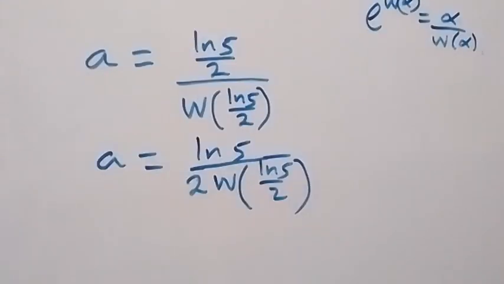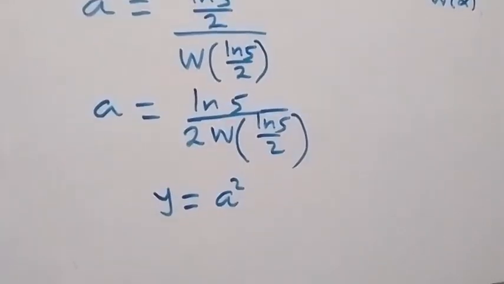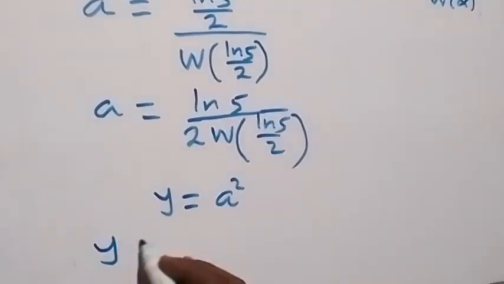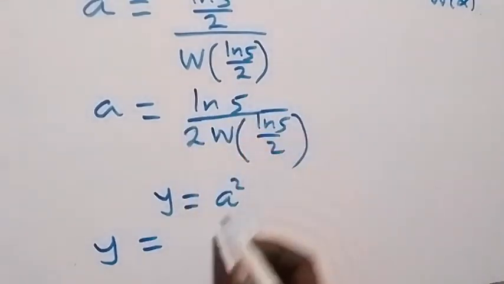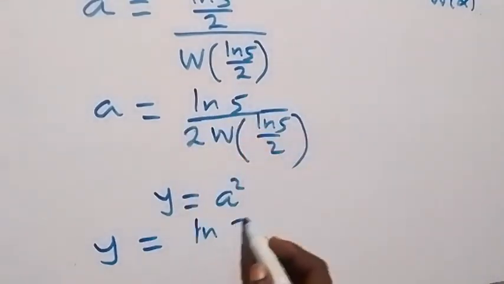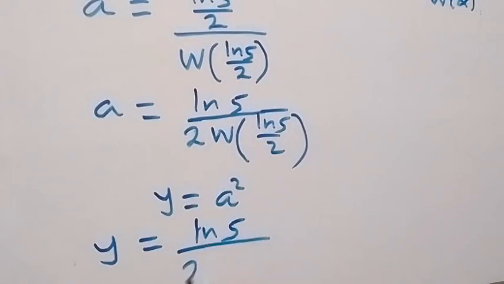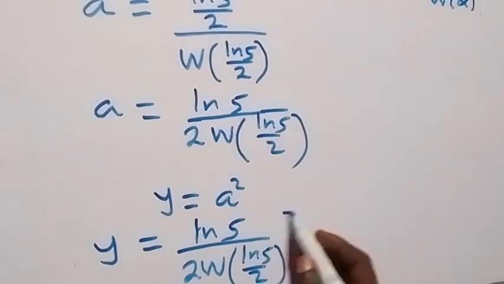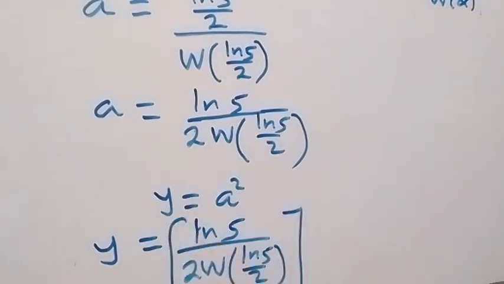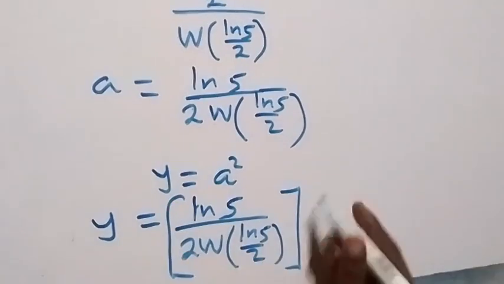Then from here, since we said let y be equal to a squared, when we recall from here, y will now be equal to a squared, that is we square this, which is now ln 5 over 2 over W of ln 5 over 2, then here we have all squared.